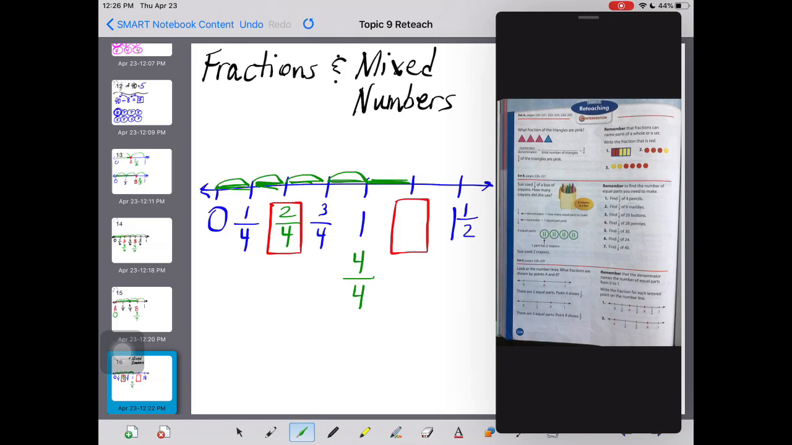And then we continue and we go 1 more fourth or 1 more part. So we want to make a mixed number because we don't want to forget that we have 1 whole. So we got 1 whole plus this 1 little fourth. 1 fourth.